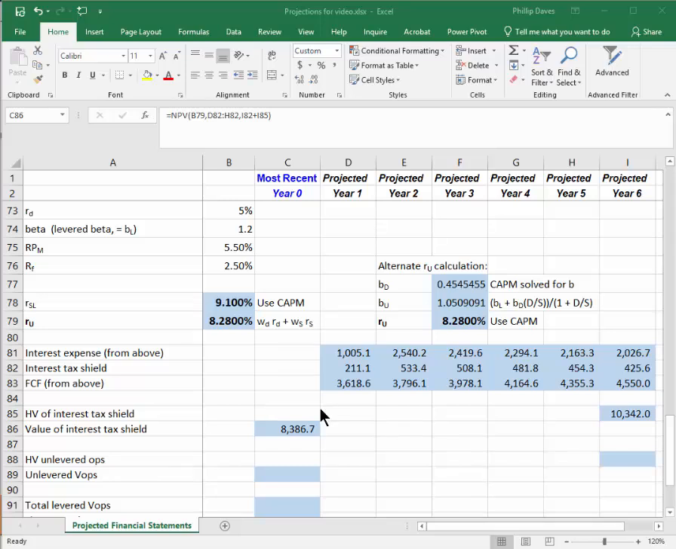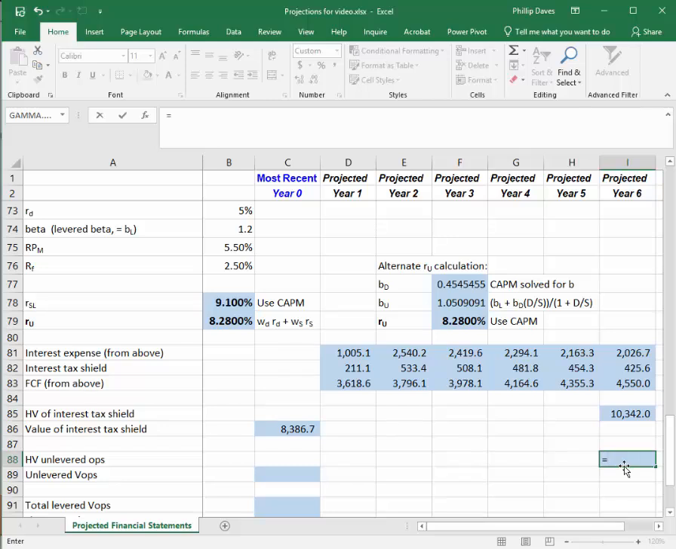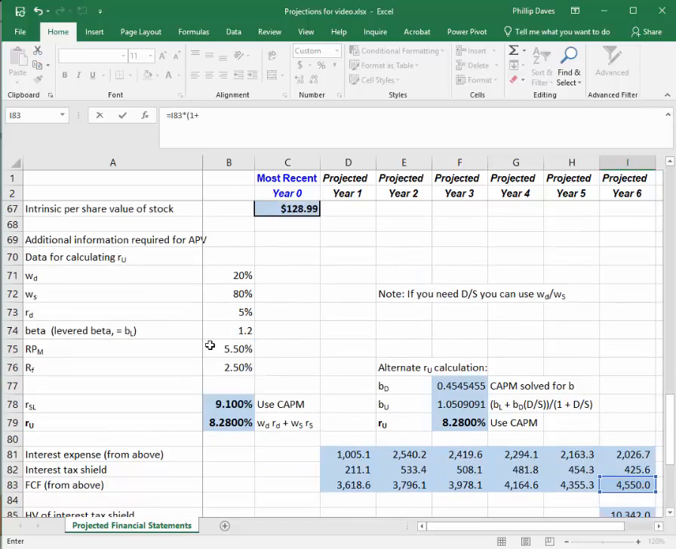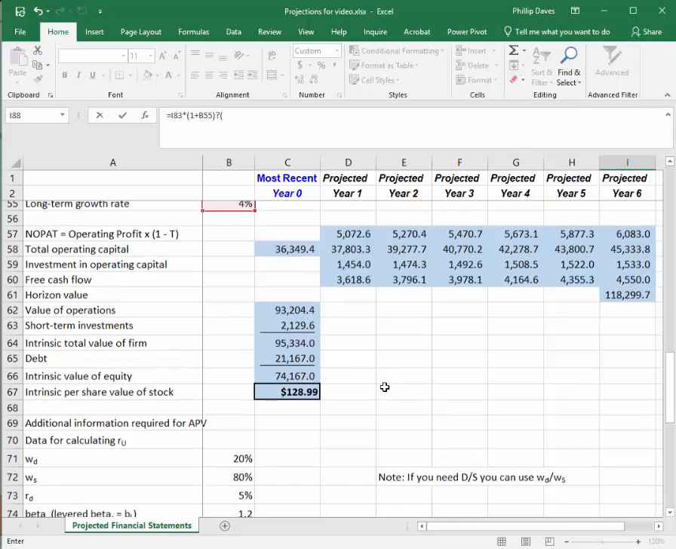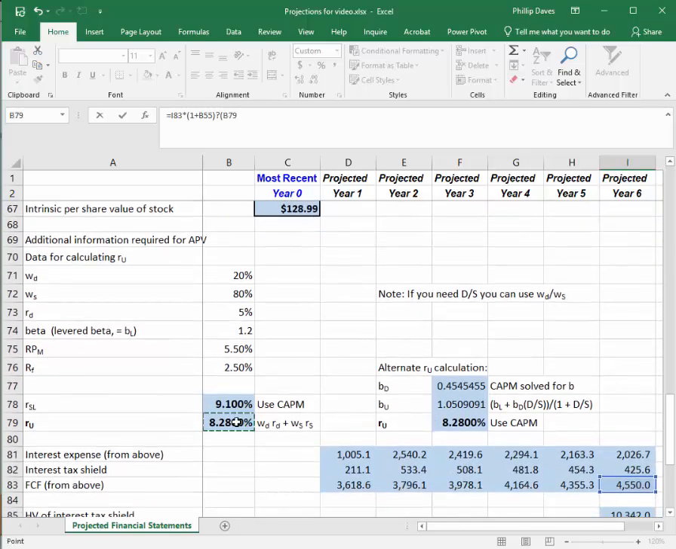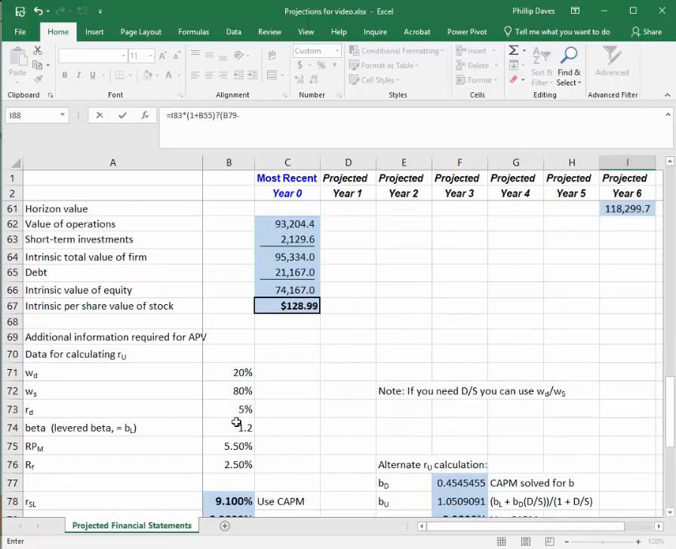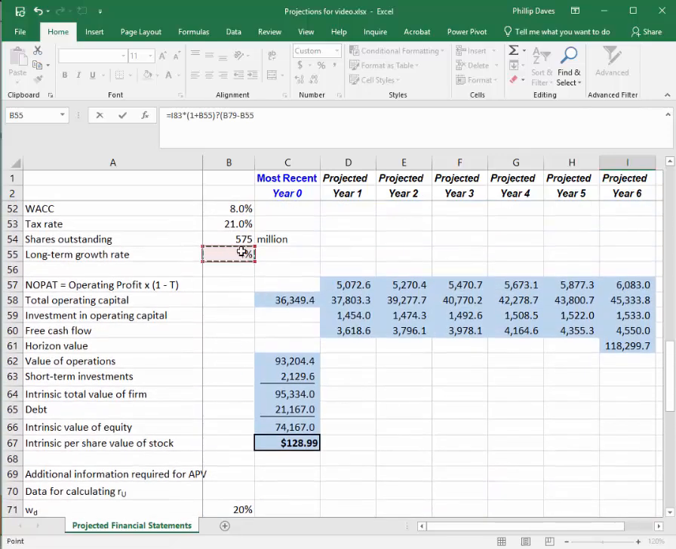So over on this Excel spreadsheet, we've already calculated the present value of all of the interest tax shields. Now let's do the same thing for the free cash flows. So we need to calculate the horizon value of all of our free cash flows. And the way we do that is we take the last free cash flow, grow it up by one period at the growth rate, in this case 4%. And we divide it by, in this case, not WACC, but rather the unlevered cost of equity minus that growth rate. So there's our horizon value calculation.